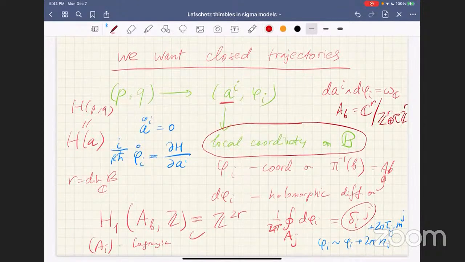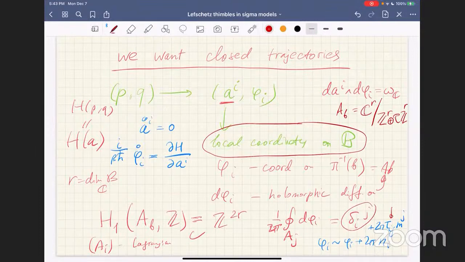And so in addition to the A periods, it also has B periods, which are integer multiples of some complex numbers organized into the period matrix. Okay, so we all know that structure. That's the same structure as in special geometry of N=2 gauge theories in 4 dimensions.